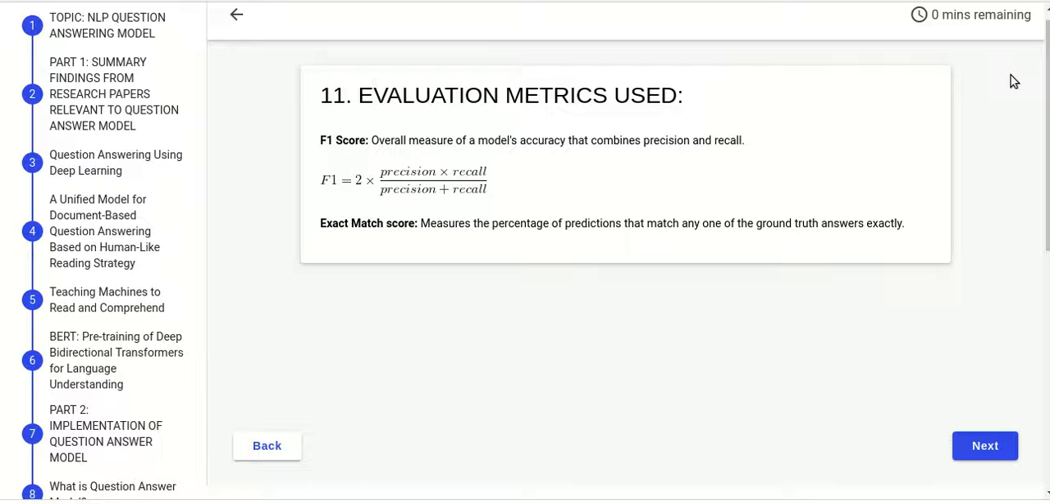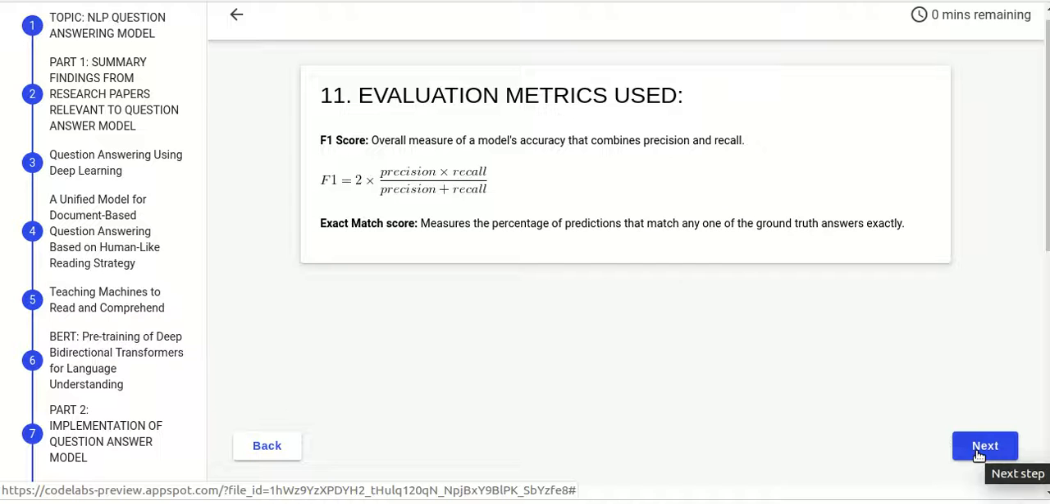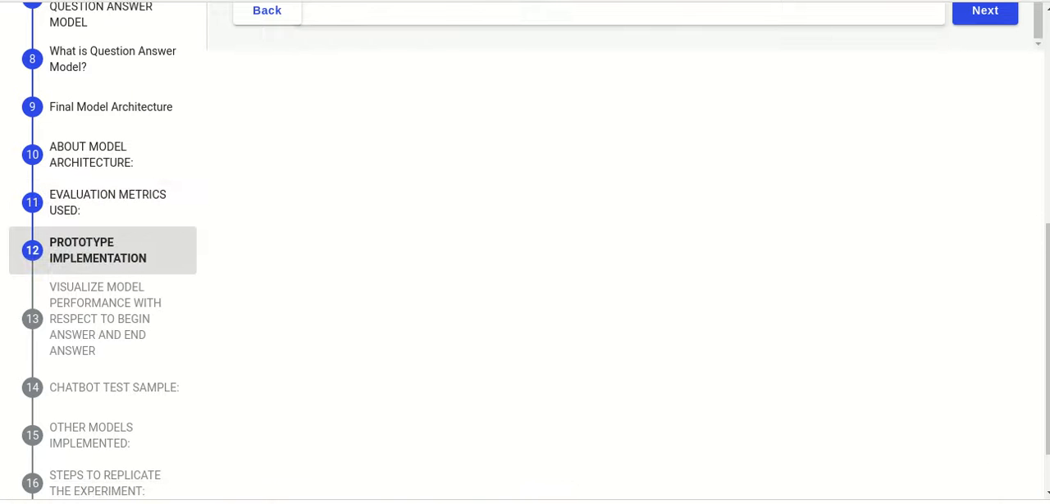Exact match score is where the answer you've got is exactly the same as your ground truth answer. Both of them basically deal with the model's accuracy, and F1 uses the precision and the recall to give an overall score, in a range from 0 to 1, 0 being a very poor score and 1 being the highest. And now let's talk about the prototype implementation.